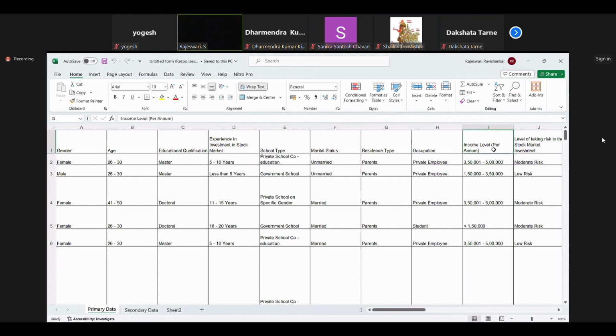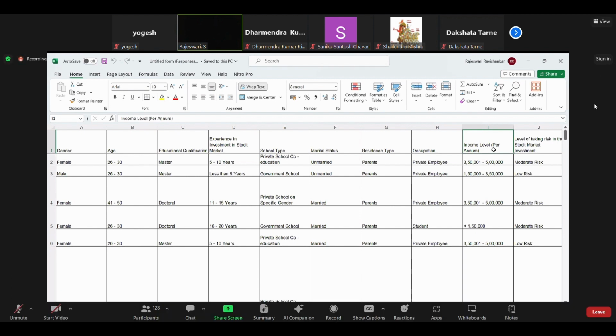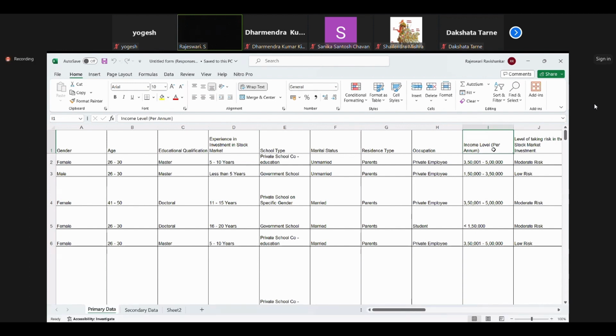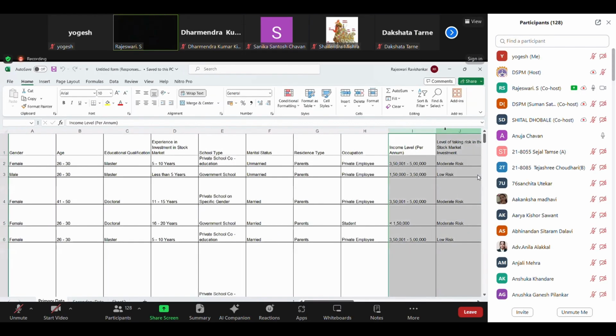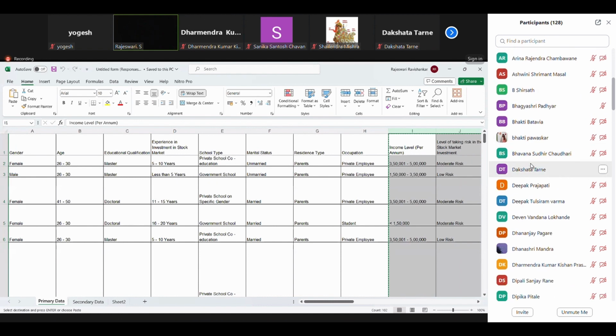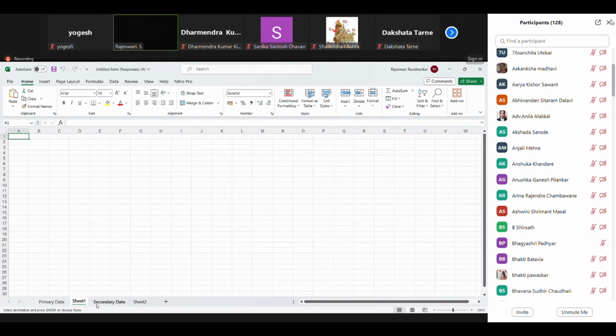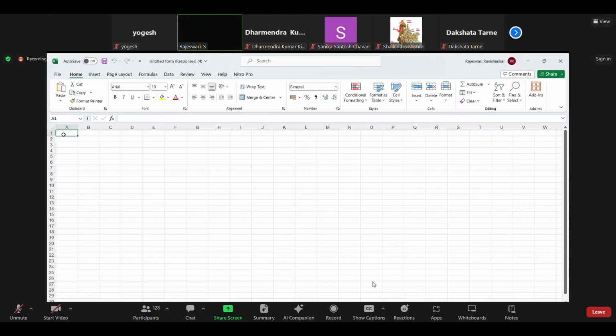Okay, so here what I'm going to do is I'm setting some hypothesis to test whether there is a relationship between these two variables. I'm going to test whether my income has any significant relationship with my level of risk taking. I'm going to compare these two. So for this, the first step is I need to do the cross table. I'm going to select these two data, put it in a different Excel sheet, and copy it here.